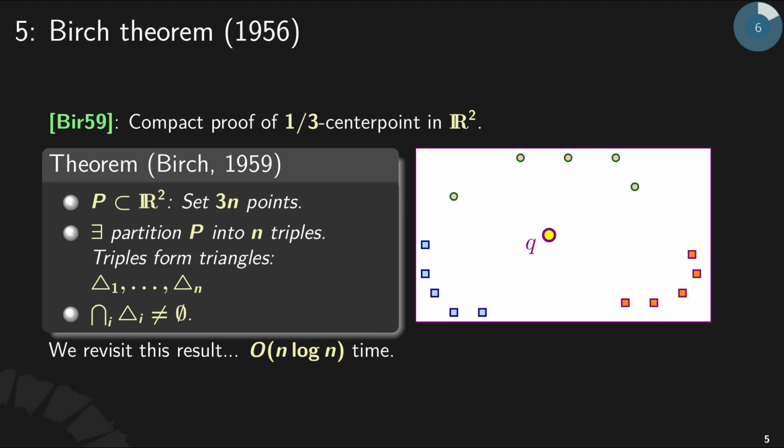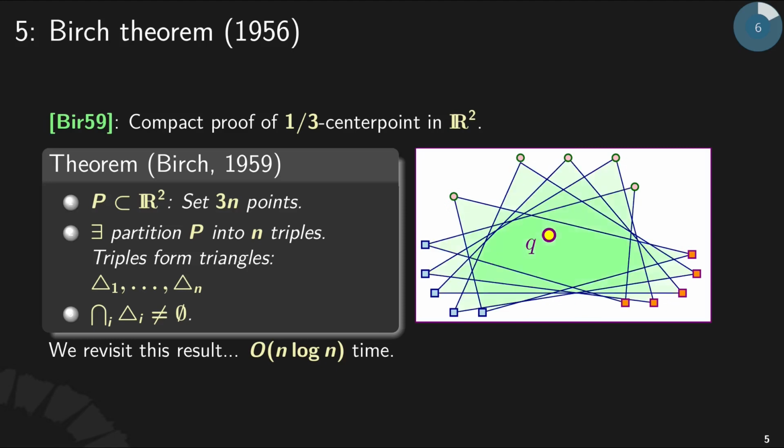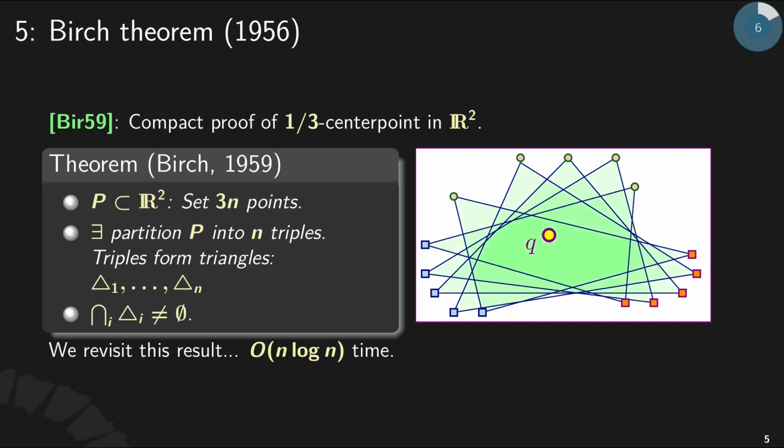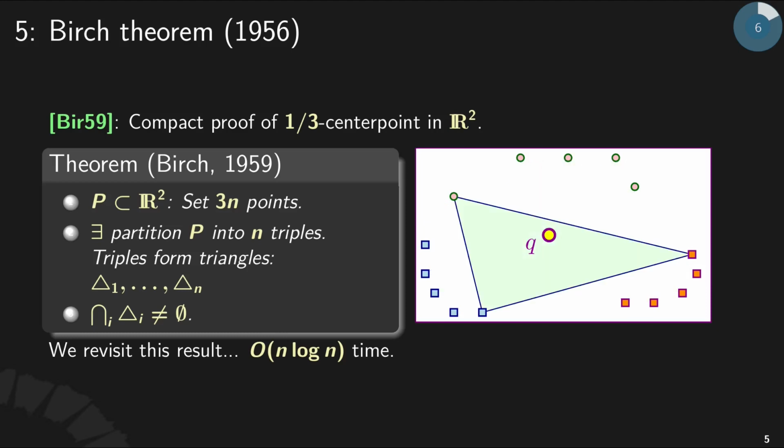So we revisit this result. We provide an n log n time algorithm, because Birch didn't really provide a running time, but this is a minor contribution.